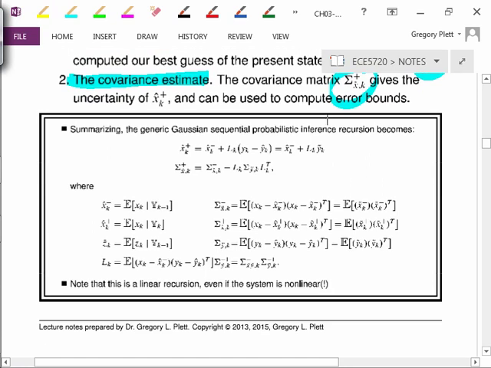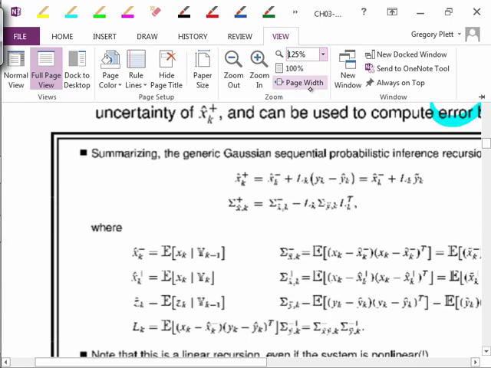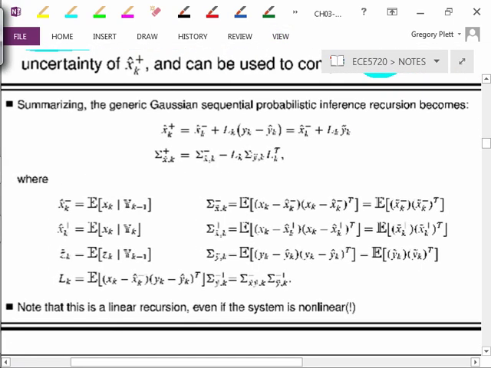This is not showing up too well on the screen. I'm going to blow it up a little bit here. That didn't help a lot either. So hopefully your printout is better looking than this.